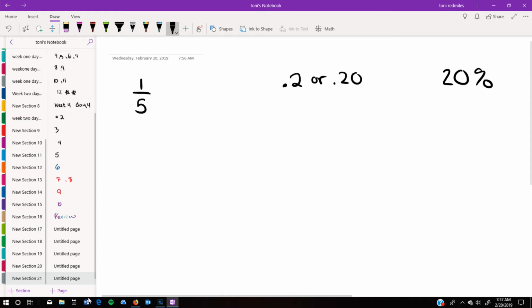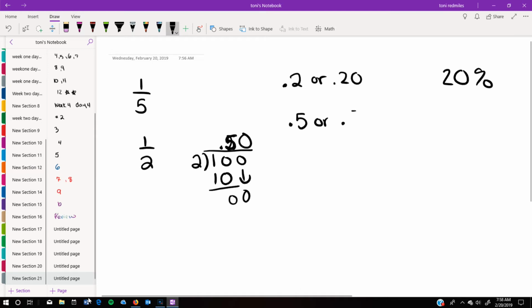All right, the next one is 1/2. Okay, again, I want it to the hundreds place, so I'm going to put 2 zeros. So 2 can go into 10 5 times. Drop down a 0, 2 can go into 0 times. So I know it's 0.5 or 0.50, but I do know it's going to be 50%. That makes sense because half, 50%. Makes sense.